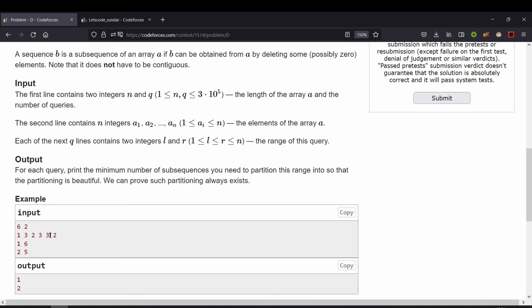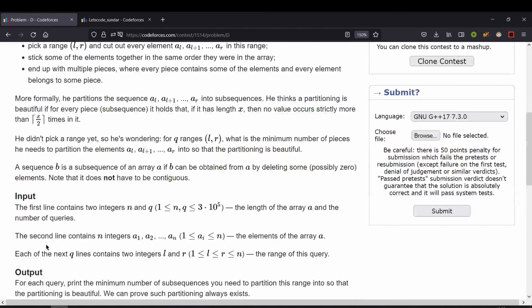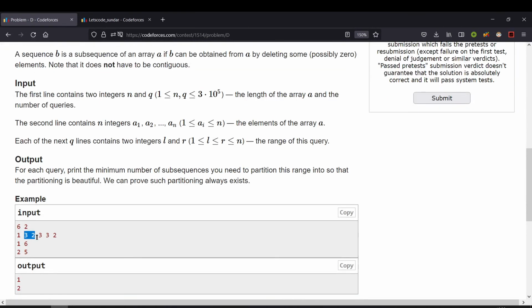So direct binary search cannot be done on these things, I guess. Even if you do, there's no advantage because you're not benefited in any way, because you have to maintain the frequencies. But how to maintain the frequency? Anyway, that will be linear again.